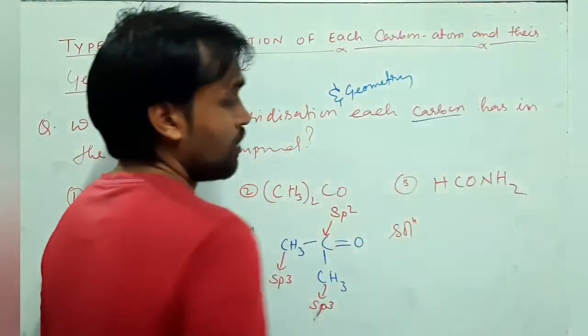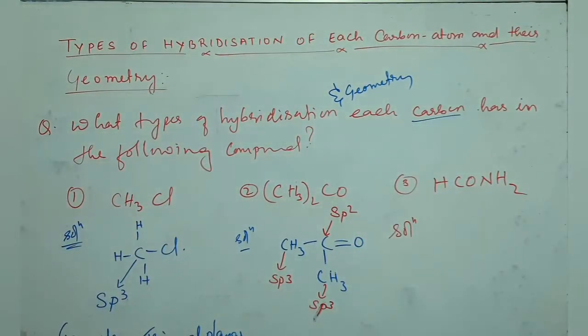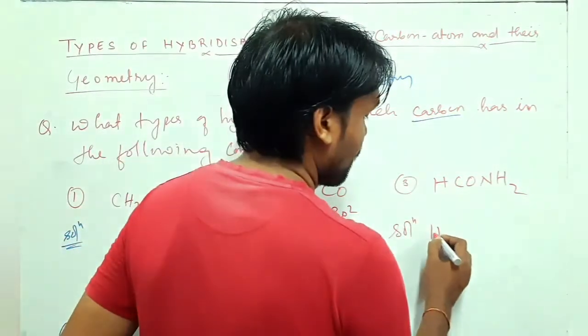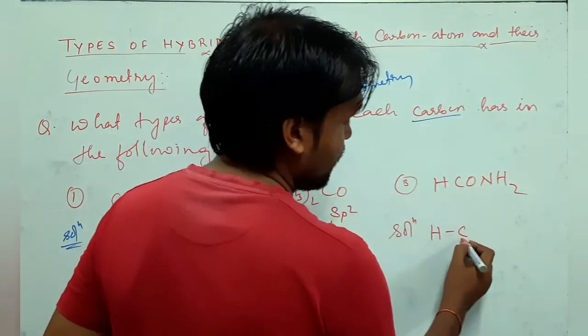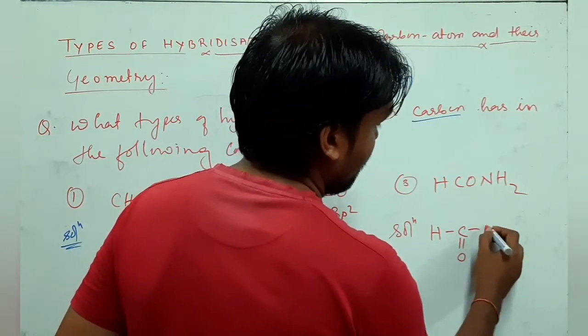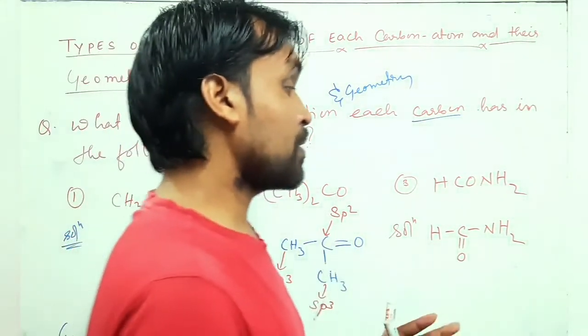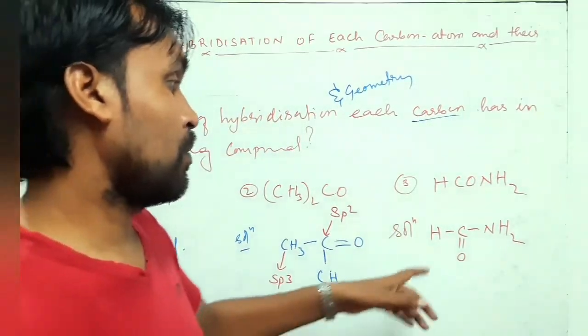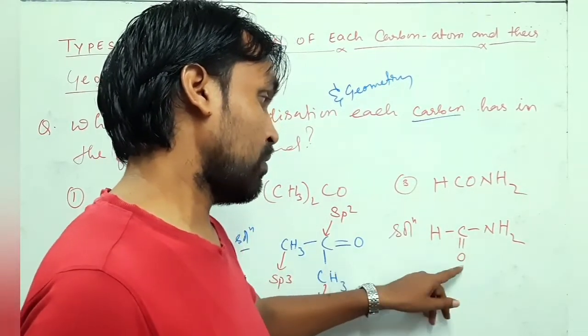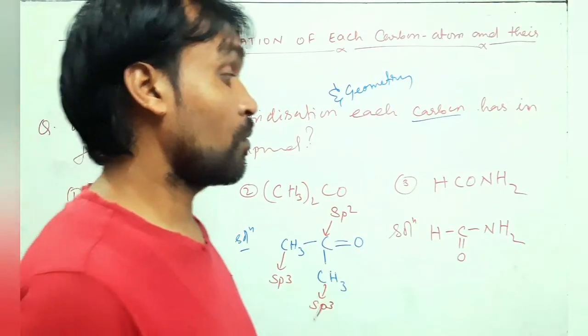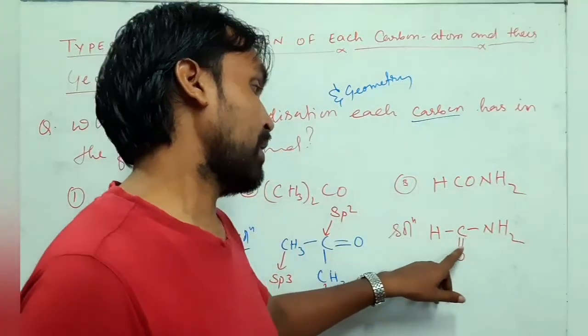Now coming down to the third one, let us do it. So here it is H, this is carbon, and a double bond is there, so double bond O and single bond NH2. Okay, this will be the structure here. Always remember, you have to make sure that the carbon is having 4 bonds. If I draw here a single bond, and this one also single, then carbon is having only 3 bonds, which is not possible. Carbon needs to have 4 bonds, so that's why here a double bond.